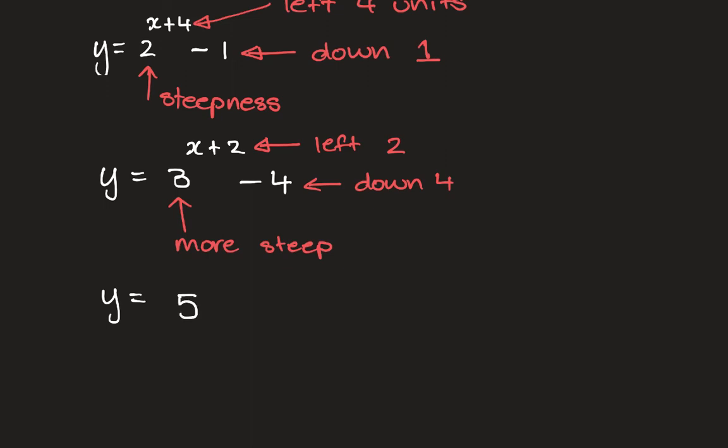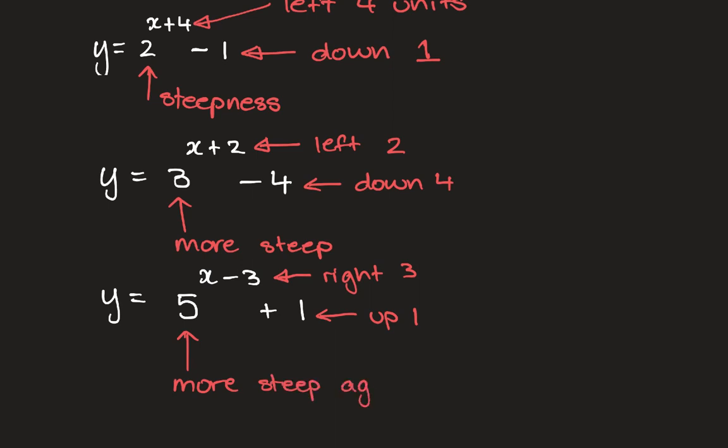Okay, one more. We've got 5 to the power of x minus 3, plus 1. Okay, looking at c again. The minus 3 tells us we're moving horizontally to the right by 3 units. The plus 1 means we're moving up 1 unit, and the 5 means we're much steeper than the 3 or the 2.